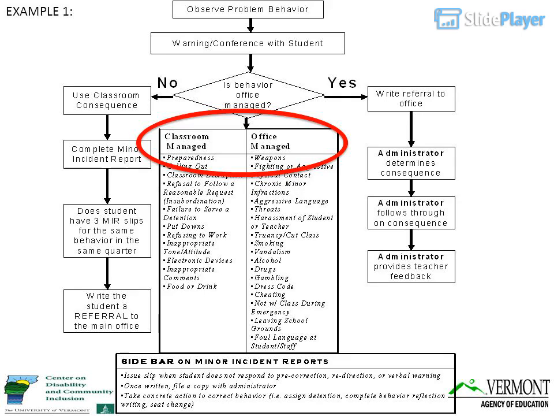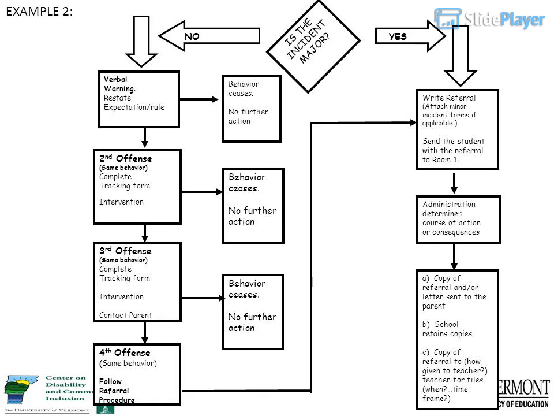Example 1. Example 2: Is the incident major? Yes. Second offense, same behavior. Complete the tracking form. Intervention. If the behavior ceases, no further action. Otherwise, write a referral.